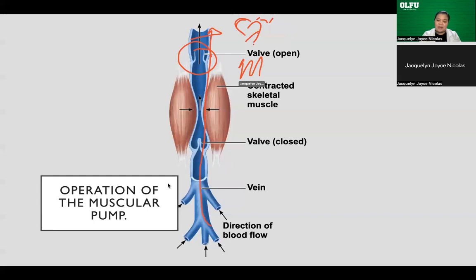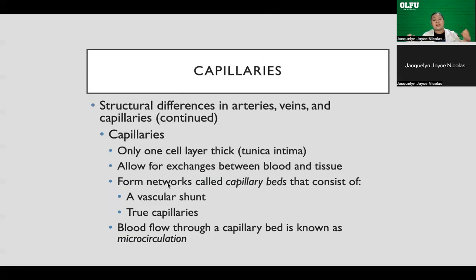So, yan. Okay, it flows back to the heart. Okay? So, yun. Again, capillary, sabi ko nga, it only has one cell layer. Okay, why? Because it allows the exchange of gases. Okay, it's very self-explanatory.